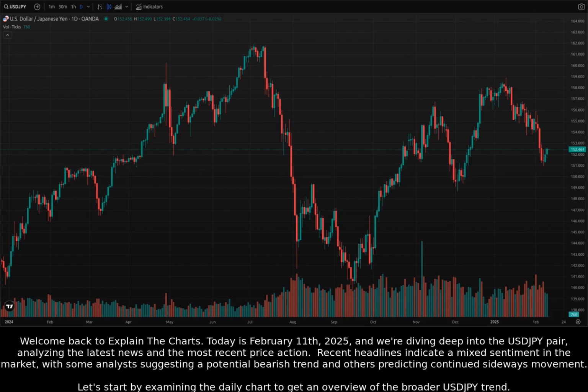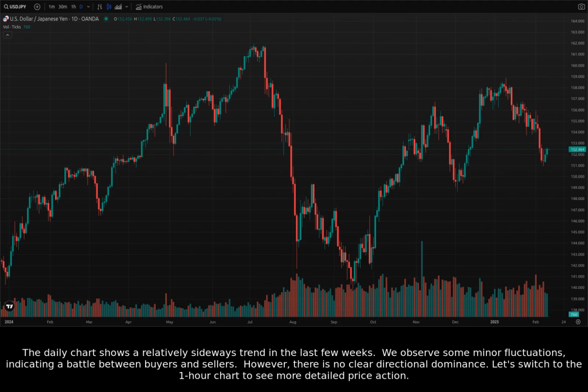Let's start by examining the daily chart to get an overview of the broader USDJPY trend. The daily chart shows a relatively sideways trend in the last few weeks. We observe some minor fluctuations, indicating a battle between buyers and sellers. However, there is no clear directional dominance.